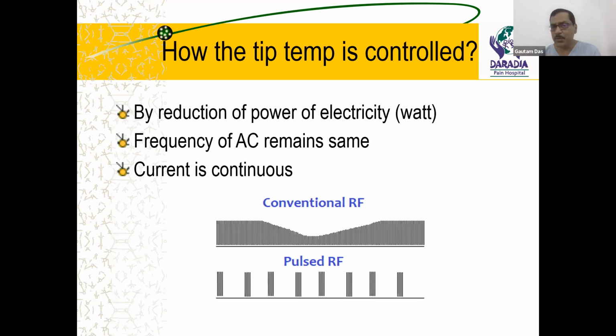Here there will be no lesion. Why? Because the temperature is not attaining that higher level. Why? Because we are giving a long silence. And this is called pulsed radio frequency. Now the question is, then how is it effective? What are the benefits if you are giving it at that level and in that way?